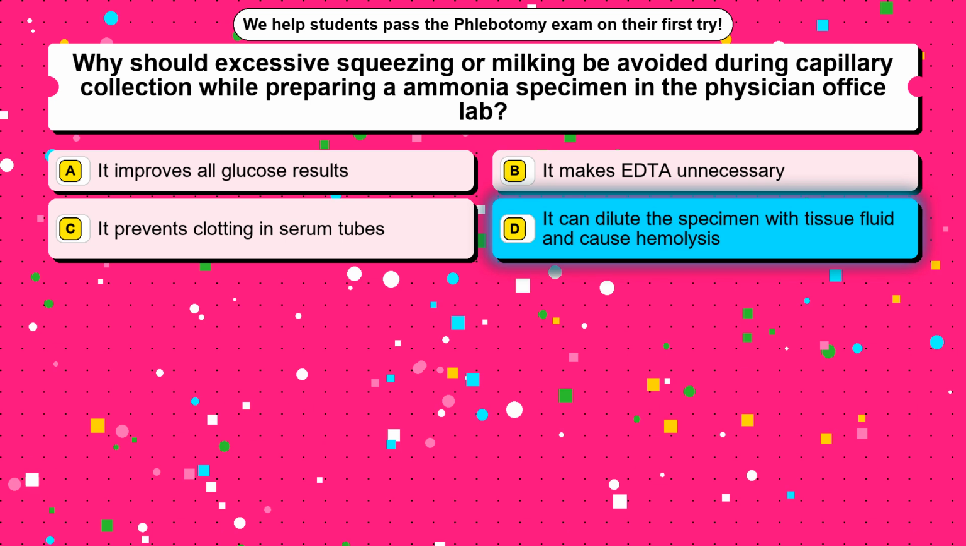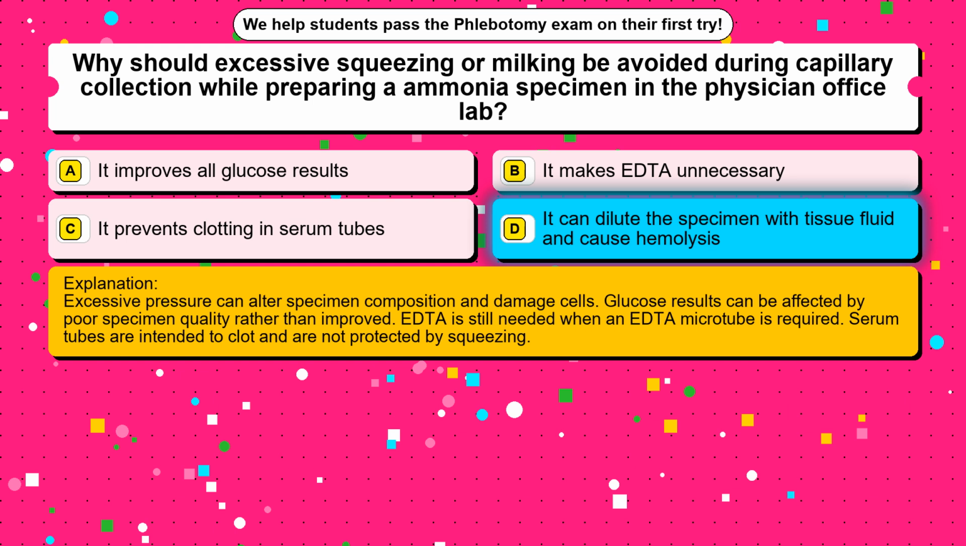The correct answer is option D. It can dilute the specimen with tissue fluid and cause hemolysis. Excessive pressure can alter specimen composition and damage cells. Glucose results can be affected by poor specimen quality rather than improved. EDTA is still needed when an EDTA microtube is required. Serum tubes are intended to clot and are not protected by squeezing.